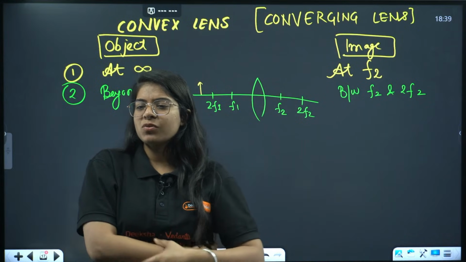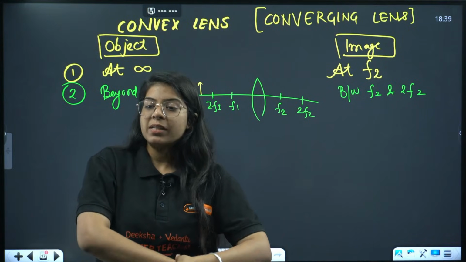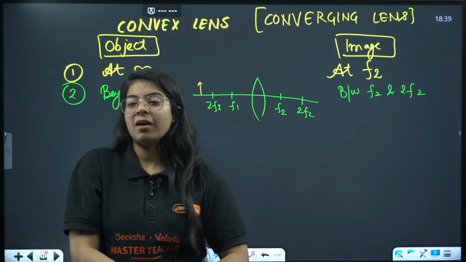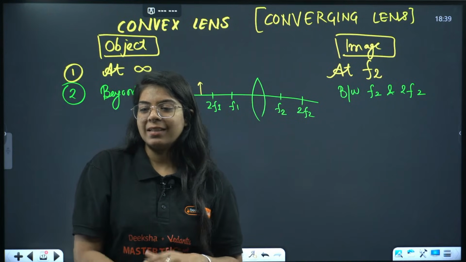In second case, the image is formed between F2 and 2F2. It is real and inverted and it is diminished. Seema, very good. Seema is doing great. So proud of you.